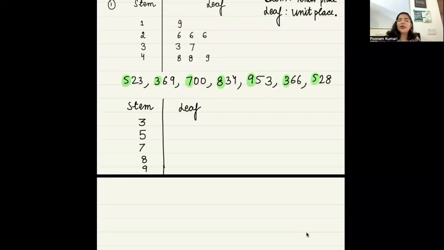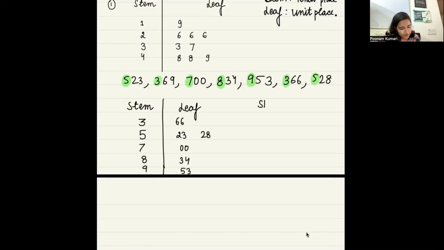So what are the leaves corresponding to it? So in front of 3, what do we have? 66. In front of 5, we have 28 and 23. So what you will do is 23 and 28, right? What else is there? In front of 7, we have 0, 0. And then in front of 8, we have 34. And then 9, we have 53, right? Yes or no? Yes, ma'am.